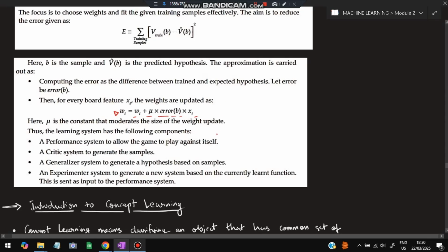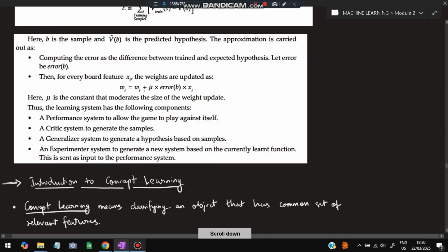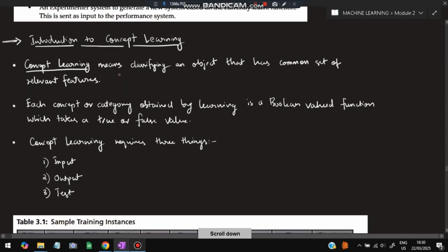Okay, and the learning system has the following components: performance system, critic system, generalizer system, and experimentation system. Four systems together form a learning system. Okay. Next is concept learning. Concept learning means classifying an object that has the common set of relevant features. There are many features, and we select the common features and classify with them. That is called concept learning.